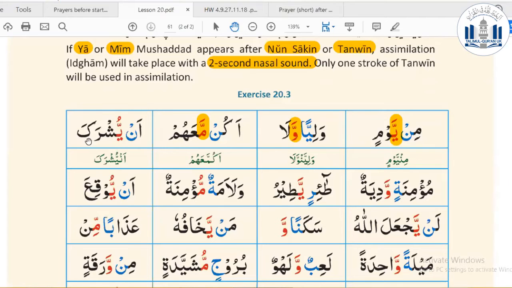Well done, excellent. Now over here, what we have is an alif with a fatha, then a noon sakin, and then a ya mushaddad. And what does the rule say? Can you read this rule?